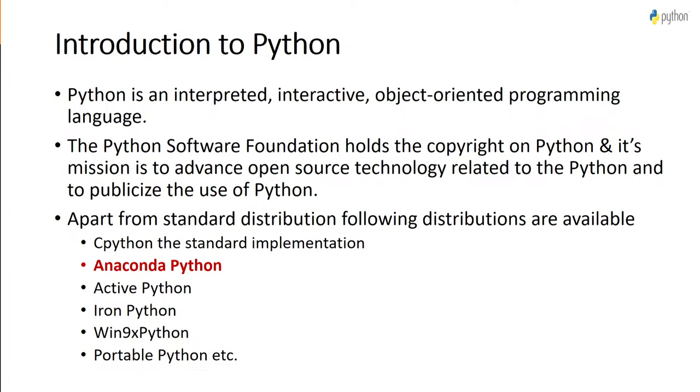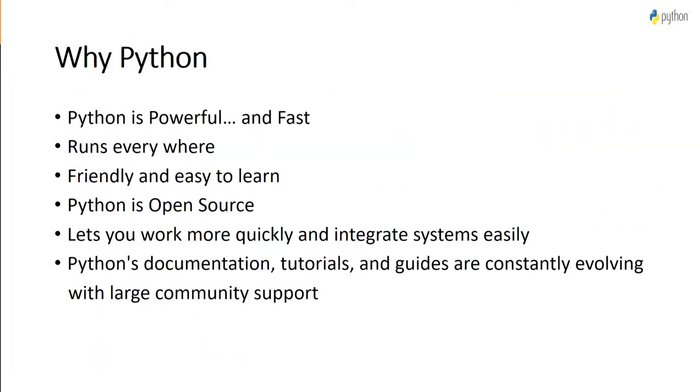Apart from CPython and Anaconda Python, there are others like ActivePython, IronPython, Win9x Python or Portable Python, and so on. So there are multiple distributions of Python available. You will get almost similar functionalities, but they are available from different sources. The two most common are CPython, which is the most widely used Python implementation, and Anaconda Python, which is used among the data science community. So you can use any of them.